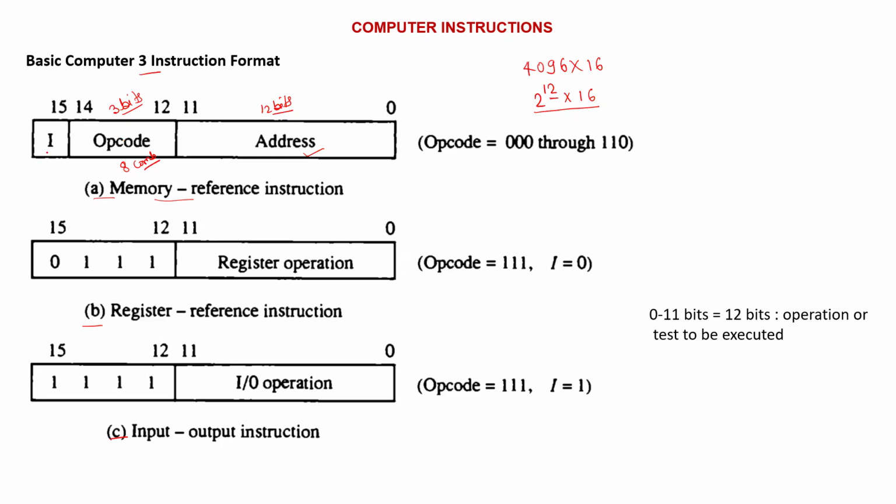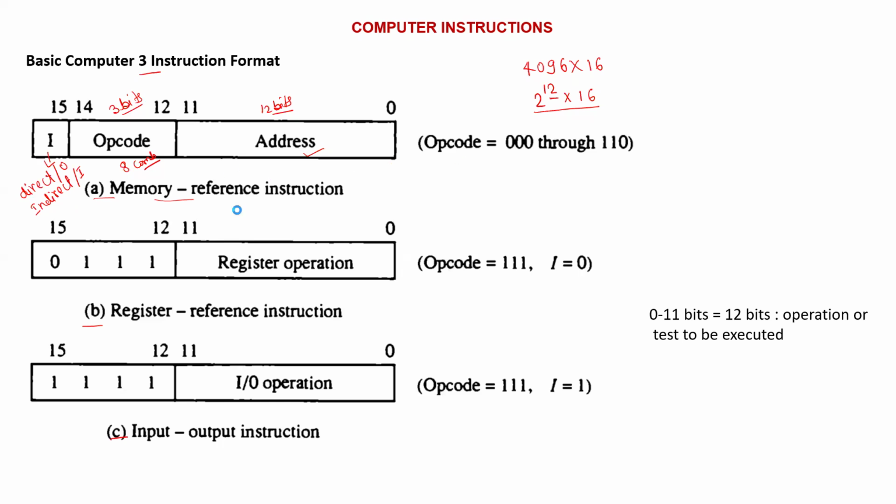And this I, the 15th bit, is going to decide whether we have direct addressing mode or indirect addressing mode. In case of direct addressing mode, this I value will be 0. In case of indirect addressing mode, I value will be 1. We have already seen direct addressing modes: the given address gives us the location of the operand directly, whereas in case of indirect addressing, this address gives the address of the operand. So in two levels, we reach the operand.